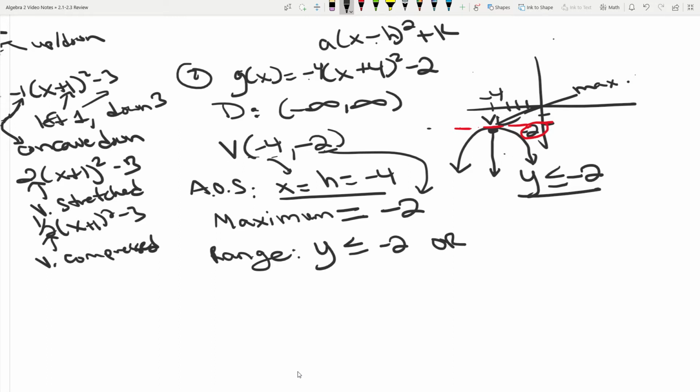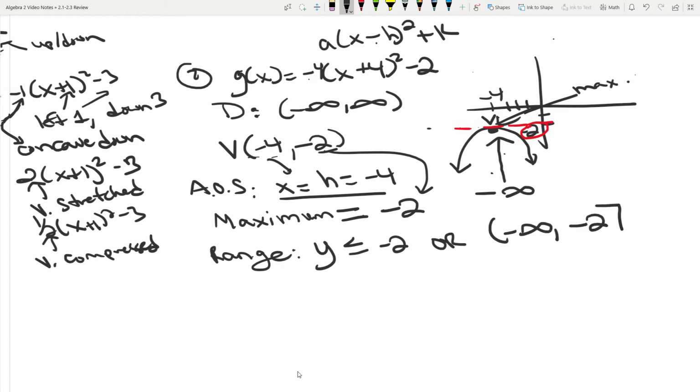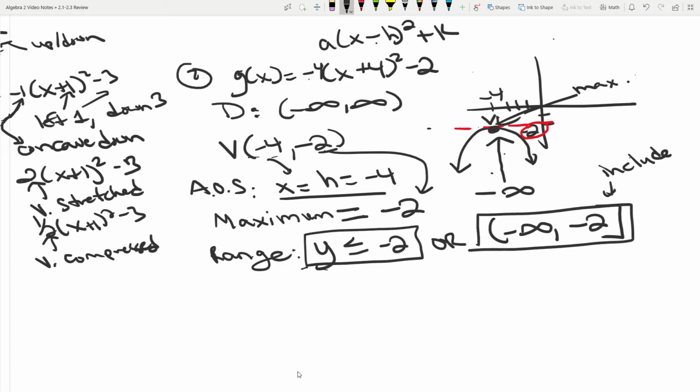Or you could say that we start at -infinity and we go all the way up to -2, including the -2, because that -2 is part of the graph. Remember, the bracket means that you include it, and parentheses means you don't include it. So these are two ways of writing the same thing for the range. Either one is fine.